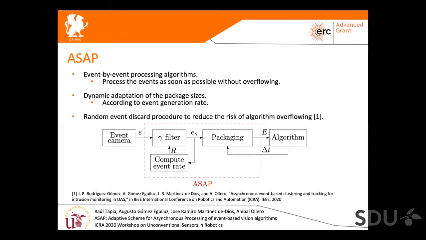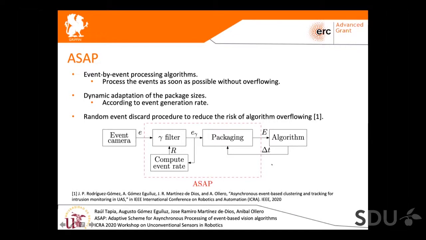So we propose a scheme for event by event processing in which we aim at processing the events as soon as possible without overflowing. To do that, ASAP has two modules. One is a closed control loop module that adapts to the event generation rate. So we try to adapt to a given temporal difference for the algorithm and the packaging. So we want to have the algorithm processing in the same time or almost the same time as the temporal difference inside of every package.